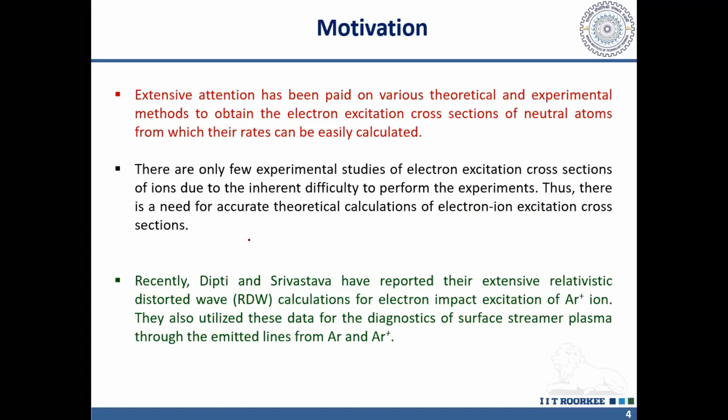So therefore there is an urgent need for accurate theoretical calculations of electron-ion cross sections. Recently, Dipti and Srivastava et al. performed a detailed relativistic distorted wave calculation for the argon plus ion, where they calculated the electron impact excitation cross sections for a large number of transitions. Further, they used these excitation cross sections in the development of a collisional radiative model for the diagnostics of surface streamer plasma through the emission lines of argon and argon plus ion.